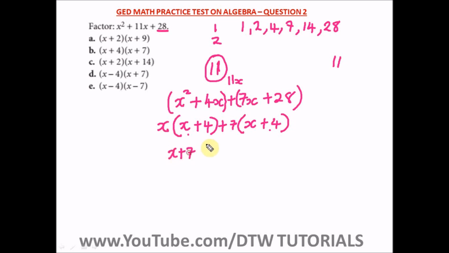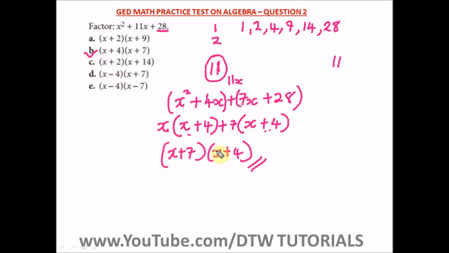So we now have our final answer as x plus 7, bracket. These two also carry the same factor, and we now say x plus 4. So the factors of this equation are open bracket, x plus 7, close bracket, then open bracket, x plus 4, close bracket. So this is our answer, and our right option here is option B.